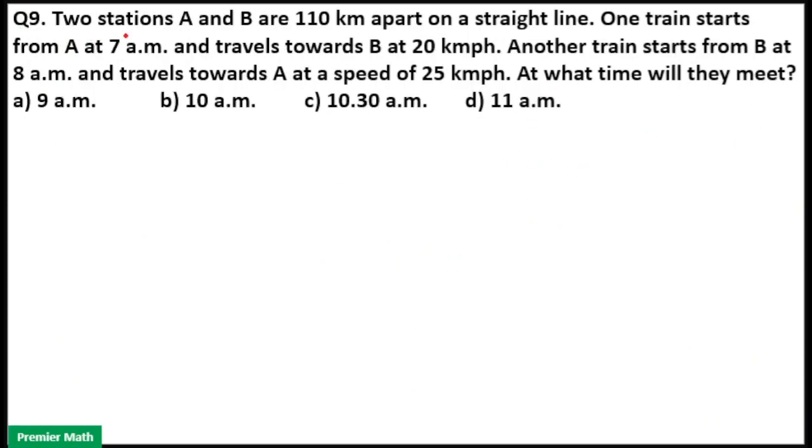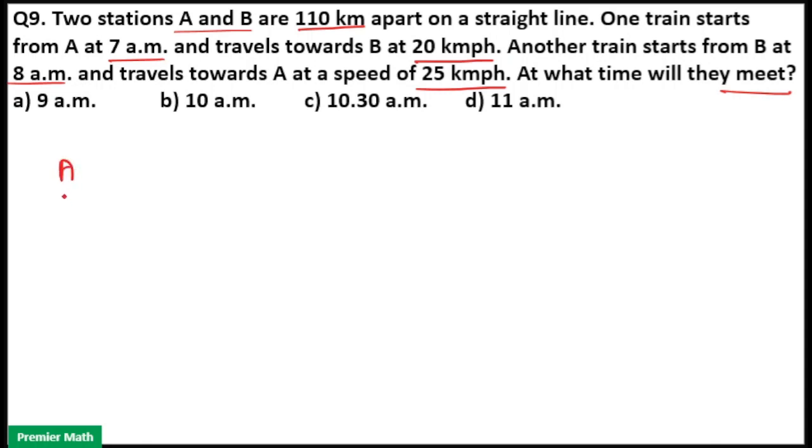Next is question number 9. Two stations A and B are 110 km apart on a straight line. One train starts from A at 7 am and travels towards B at 20 km per hour. Another train starts from B at 8 am and travels towards A at a speed of 25 km per hour. At what time will they meet?